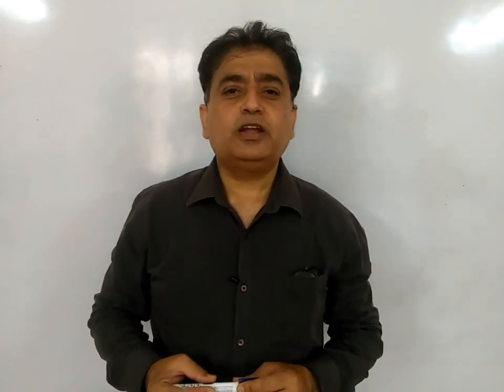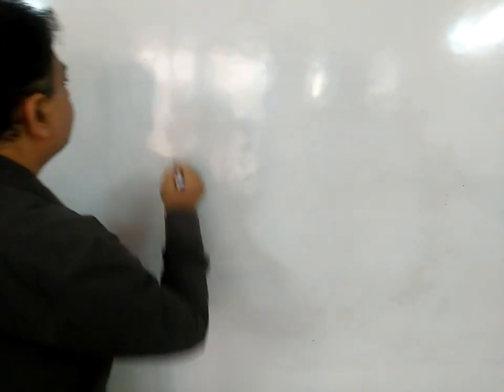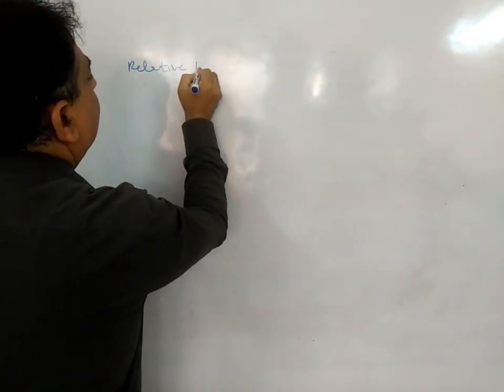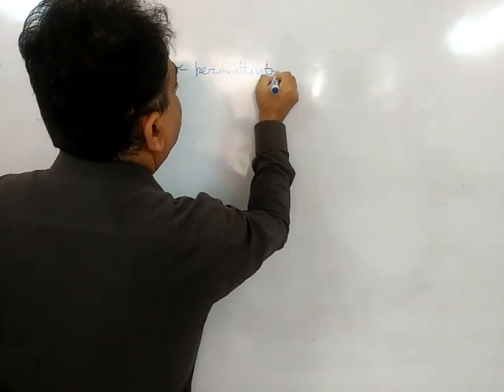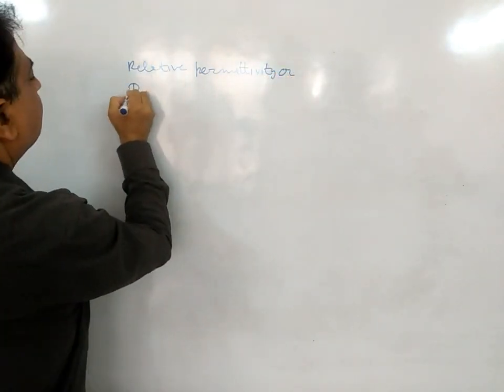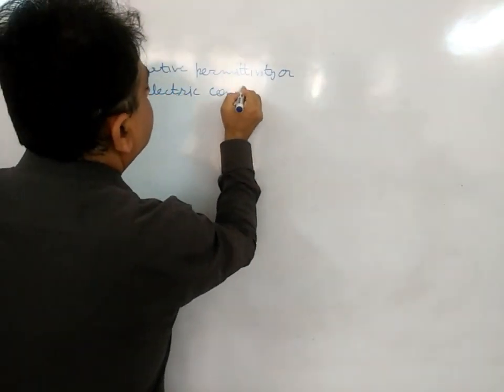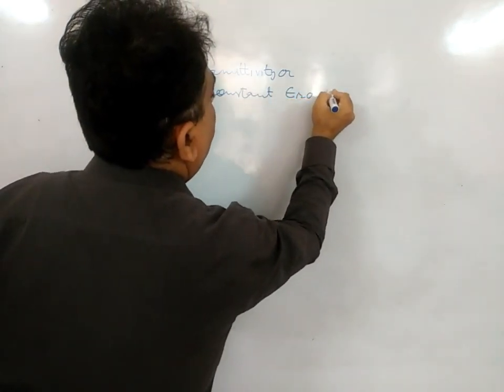Next topic is relative permittivity or dielectric constant of a medium. It is relative permittivity or dielectric constant. It is indicated by epsilon r or k.